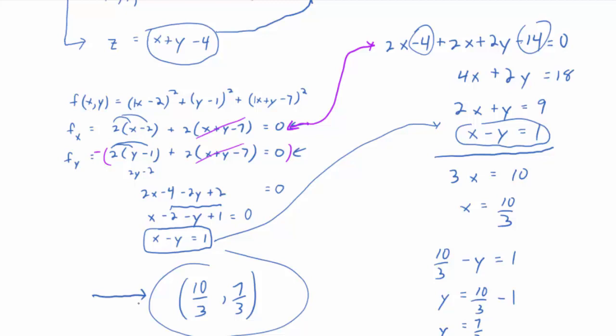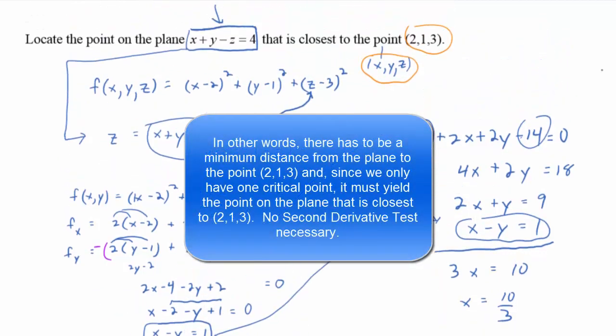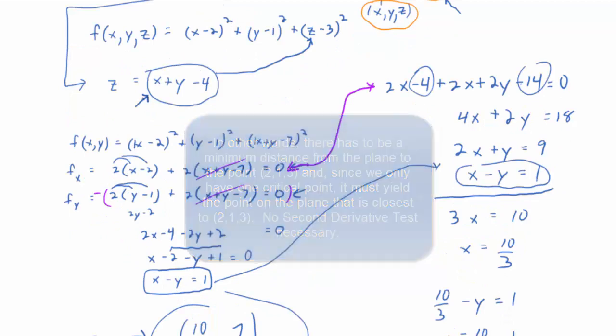So common sense tells me that this point, this x coordinate and this y coordinate and the corresponding z coordinate on the plane, that's got to be the point. It's got to exist. There's got to be a closest point on the plane that's closest to this point, which is out in space somewhere, right? So I didn't actually finish. We actually need to find the point in space, and we know what z is. We have it solved for z.